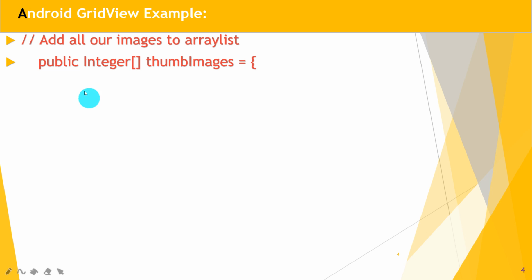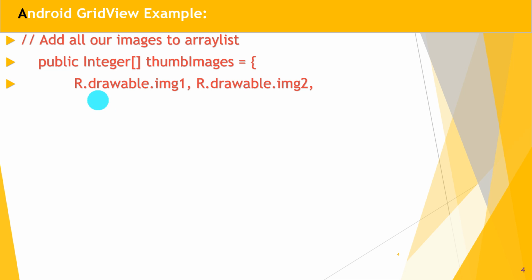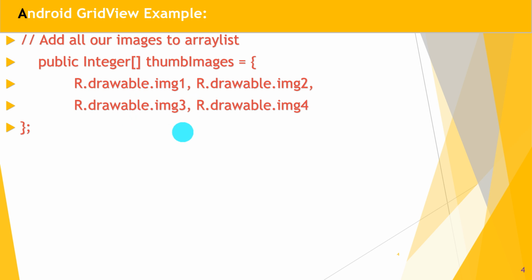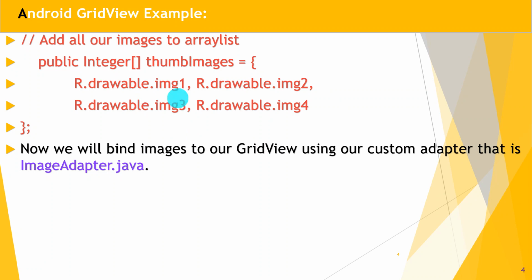So how to add the images into the array? Make an array of integers, public Integer thumbImages, and add the images which are stored in the drawable folder, so R.drawable.image1, 2, 3 and so on. Whatever number of images you want to insert into your integer array.